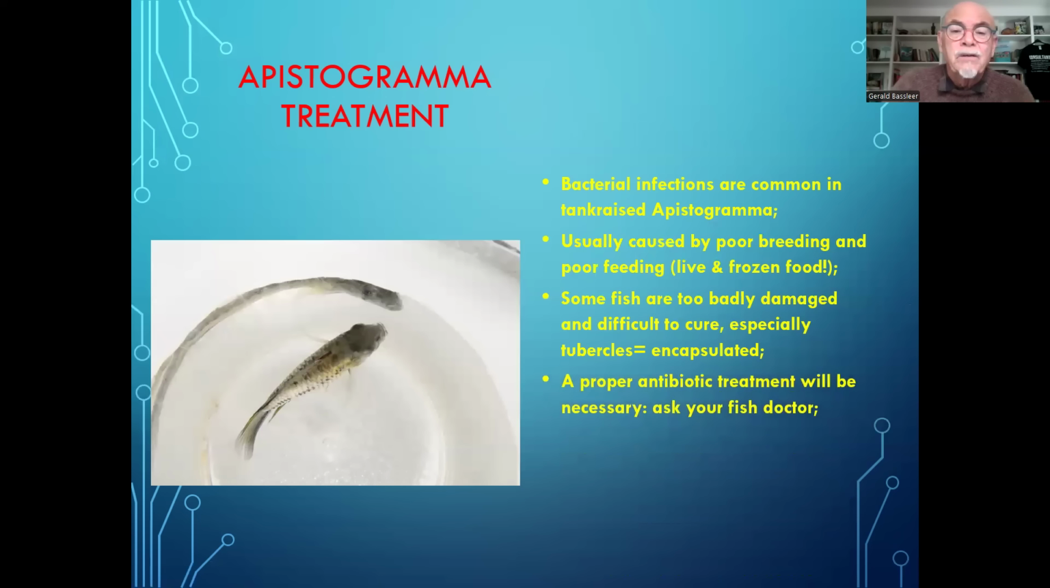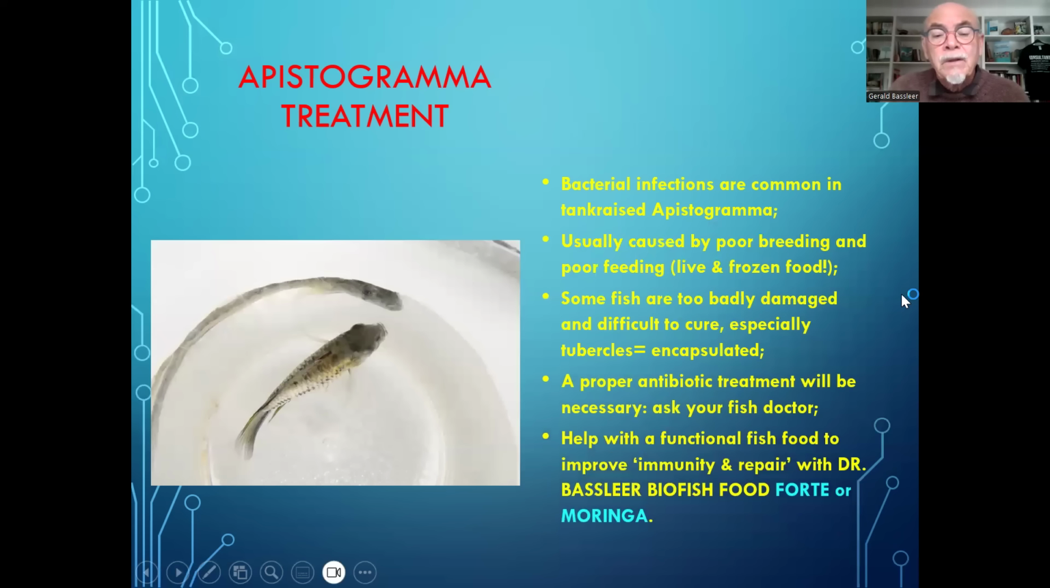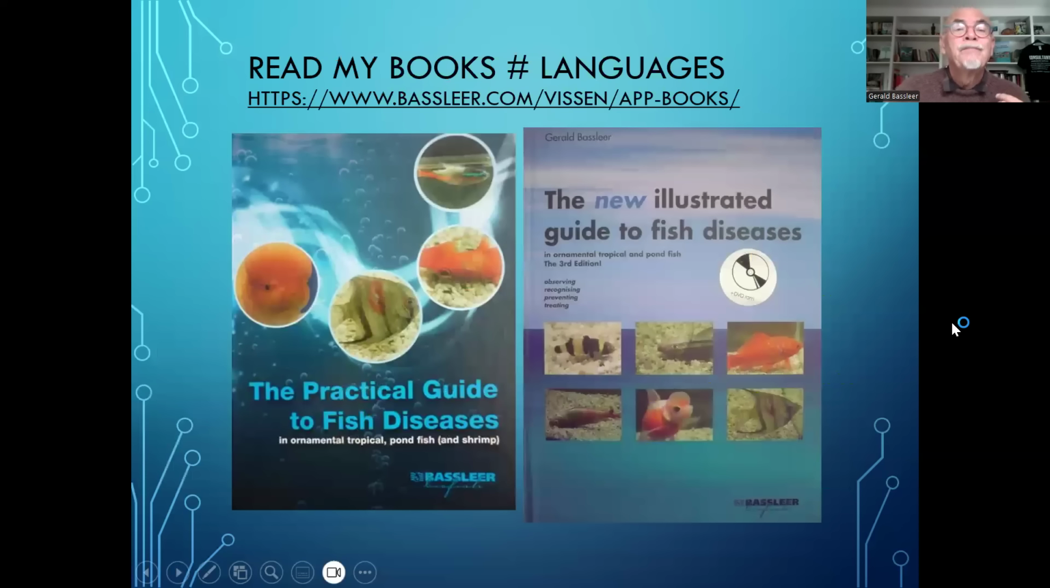Some fish are too badly damaged and too difficult to cure, especially the ones with tubercles, which are encapsulated. A proper antibiotic treatment will be necessary. Ask your fish doctor, ask your veterinarian. And you can help with a fish food to improve the immunity and the repair of the fish. I can recommend Dr. BASSLEER BIOFISH FOOD FORTE or MORINGA. Those can help your fish, particularly the ones which are still actively swimming and eating.